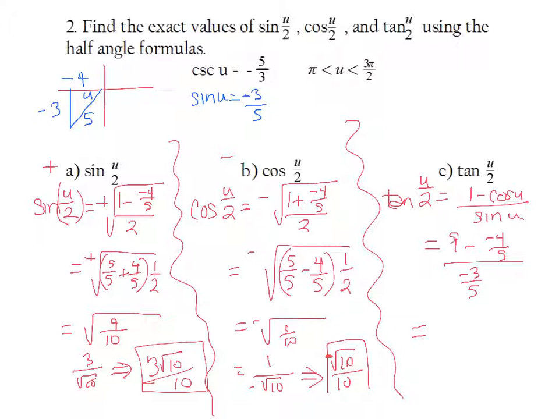I'm going to call my 1 a 5 over 5. 5/5, this is going to turn into plus 4/5, is going to turn into 9/5. And instead of dividing by the negative 3/5, I'm going to multiply by the reciprocal. That reduces real nicely. The 5's cancel, the 3 and the 9 reduce. Looks like it's going to end up being a negative 3. Who'd have thought that would have come out quite so nice? All right, there's your half angles for you. Hope this helps.